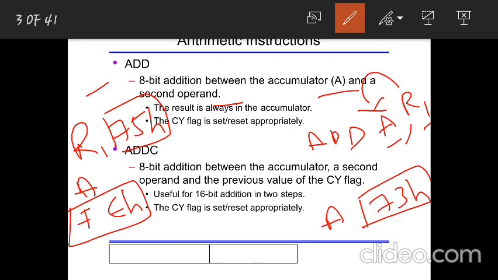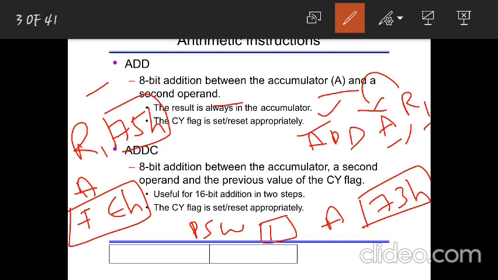If you convert FE and 75 into binary and add, you will get a carry at the D7th bit. So in the PSW register, the carry flag will be set. So see, here the result is always in the accumulator. The next point is the carry flag is set or reset appropriately. If you have a carry, then the carry flag will be set in the PSW register. If you don't have a carry, it will be in reset condition.